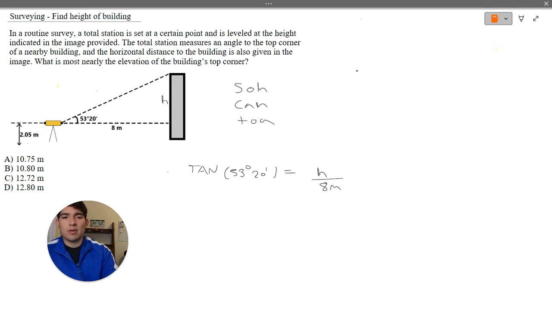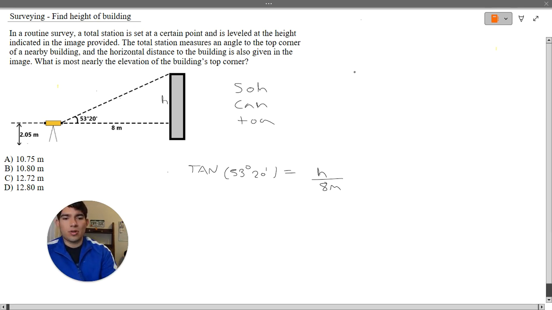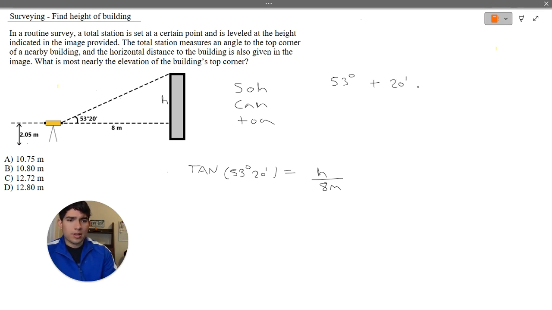Now, before we proceed, we just need to convert the minutes to degrees. So I'll go ahead and show you how to do that. So we know we have our 53 degrees, but we also have this 20 minutes. So in order to convert, we're just going to do this. Basically, we know that there's 60 minutes in 1 degree. So we just do that. And then the result you get is 53.33 repeating degrees.